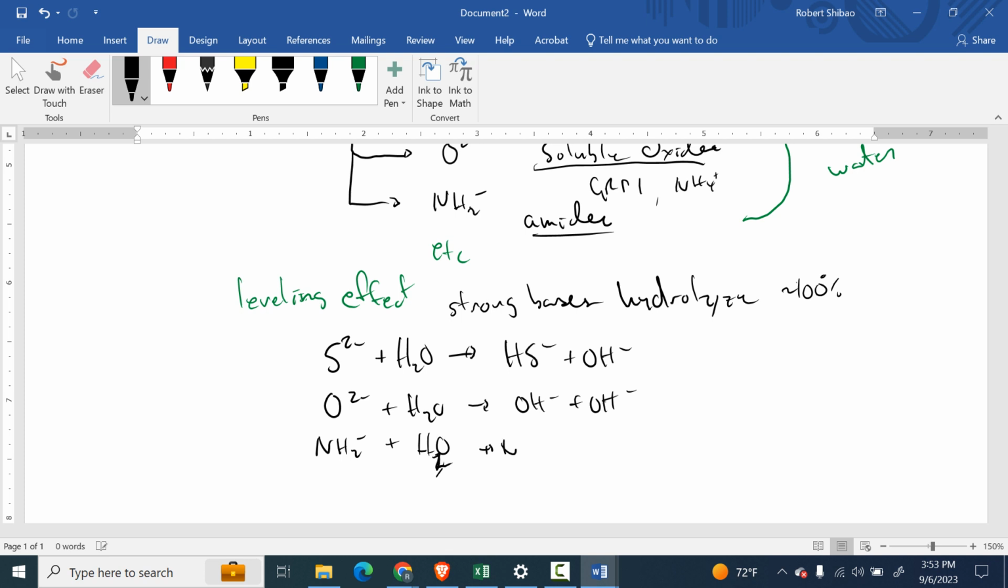To form ammonia and hydroxide. And so the leveling effect is all these are going to level out to hydroxide. And so they have roughly the same strength in water, except oxide has twice as much hydroxide here. And there are some other smaller, more minor differences, but that's it.